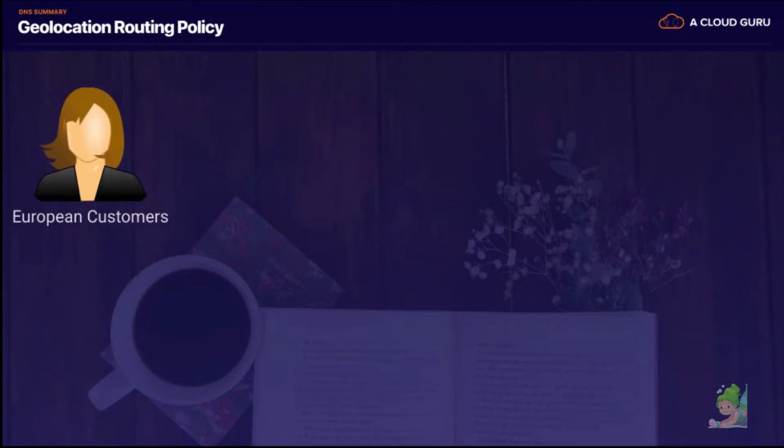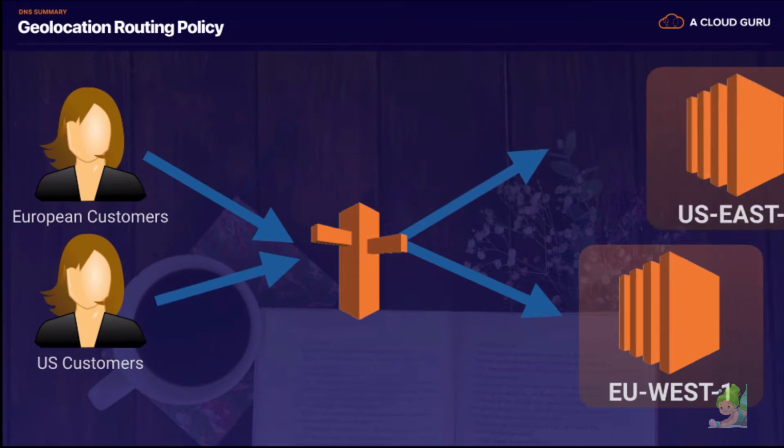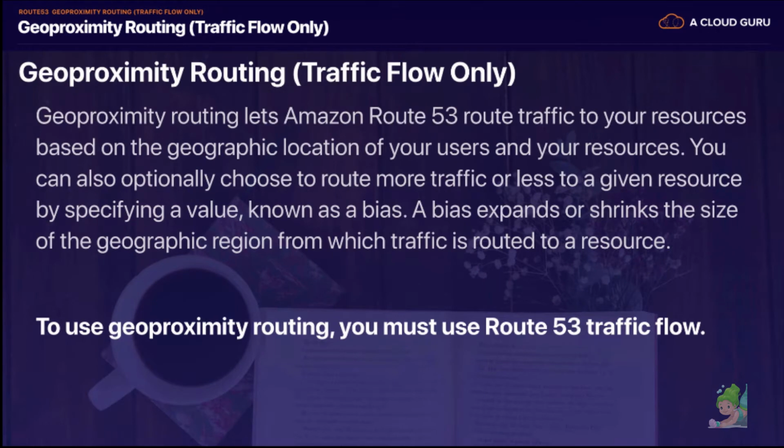Geolocation routing allows our European customers to be sent to our European servers, and it allows our US customers to be sent to our US servers. It doesn't have anything to do with latency. It actually physically knows where our customers are, and then it makes routing decisions based on what we configure. So that's how geolocation routing works.